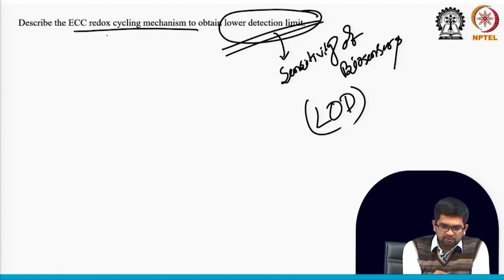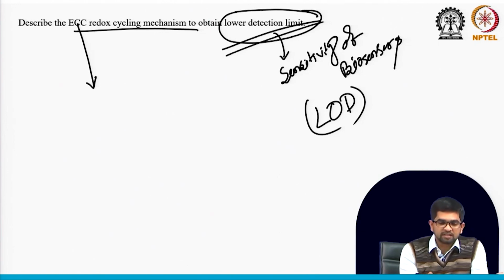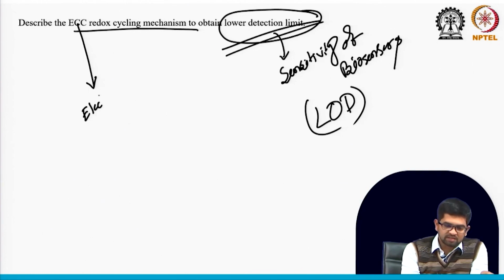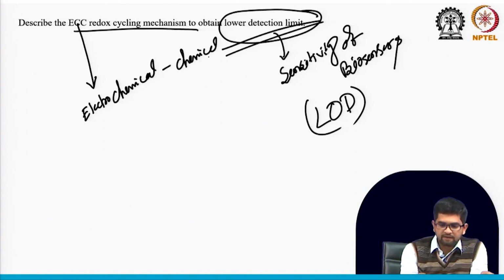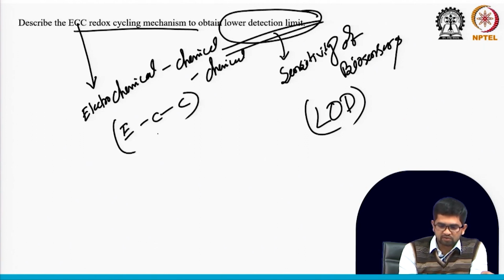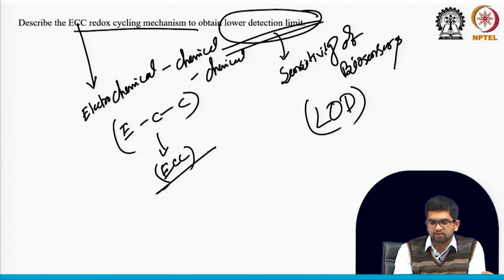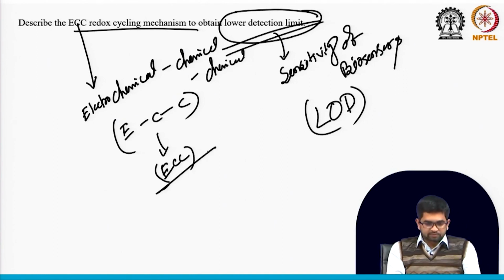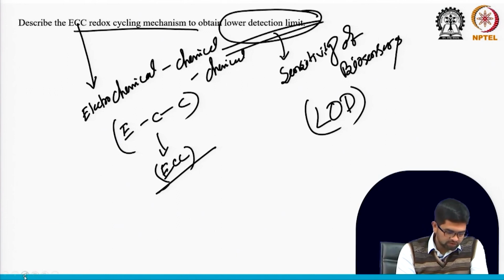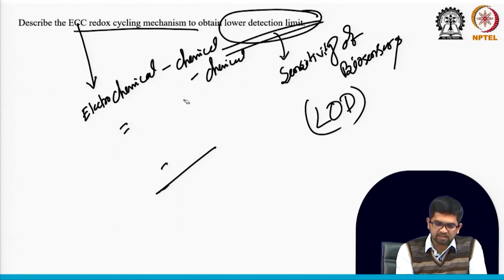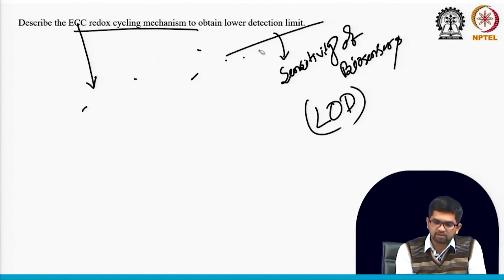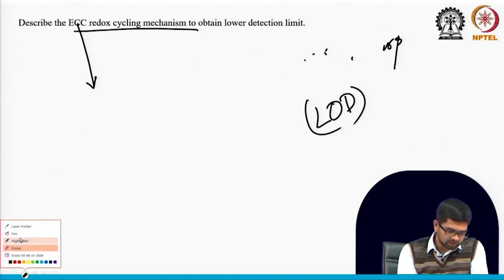Okay. So from the name itself, you can start thinking to design and to think about the mechanism. So ECC means electrochemical, chemical, right? So that's why ECC. So we are saying this one ECC redox cycling. Okay. So let's first draw a basic ECC redox cycling scheme. Okay. Then you can explain the mechanism. So I will draw it.